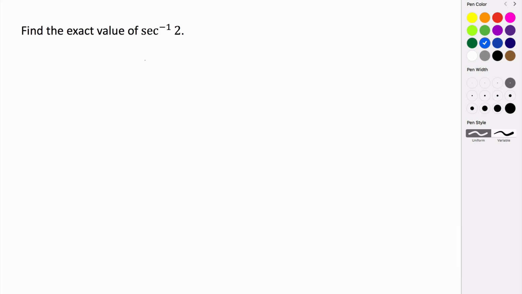So we want to find the exact value of the inverse secant of 2. Now, I'm not very good with my values of the secant, so I want to think about this in terms of a function that I'm more familiar with. I'm much more familiar with the inverse cosine. So we want to change this into the inverse cosine. But in order to change this into the inverse cosine, we have to take the reciprocal of the argument.